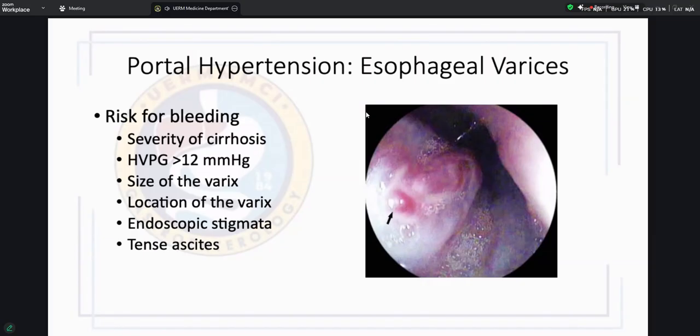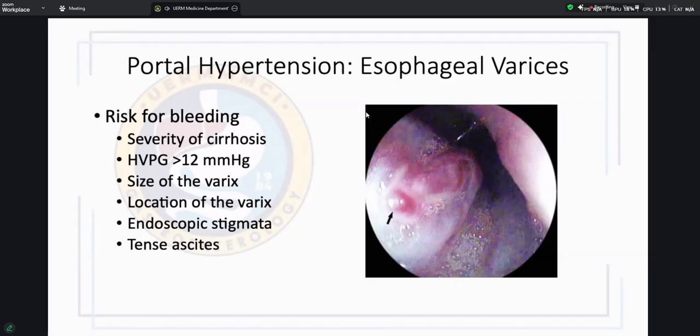One is the severity of cirrhosis. So the higher the MELD score and the Child-Pugh score, the higher the risk of bleeding. Next is a hepatic venous pressure gradient of at least 12. So the higher the portal pressure, again, the greater the risk of bleeding. Next, we have the size of the varix, with those varices at least 5 millimeters being at risk for gastrointestinal bleeding.